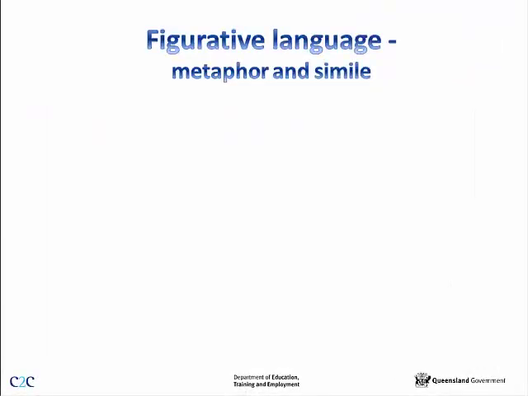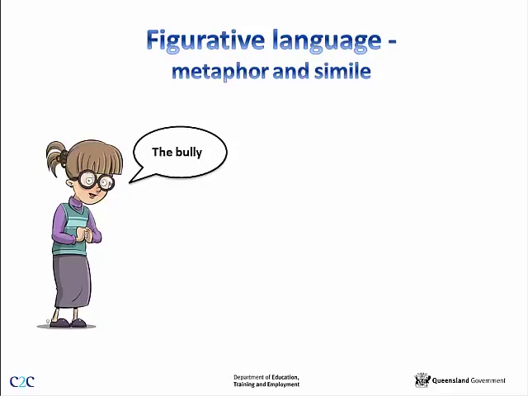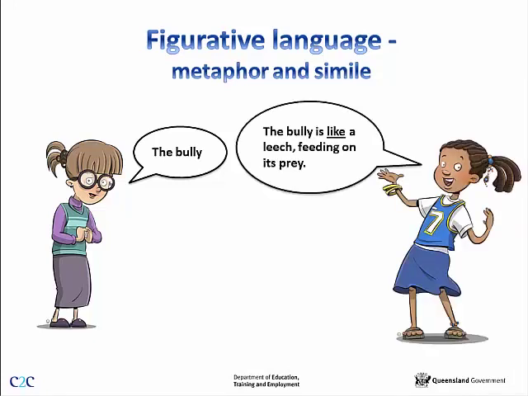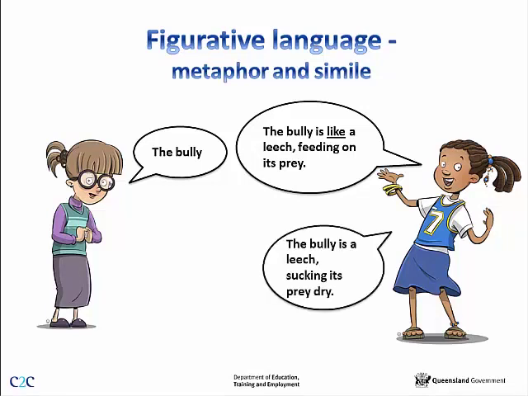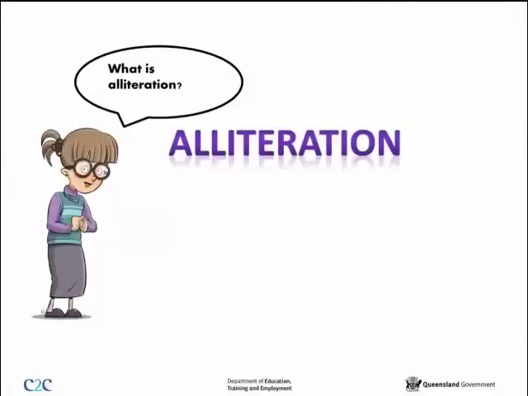A great way to evoke emotion is to use figurative language like metaphor and simile. Instead of the bully, you might use a simile. For example, the bully is like a leech feeding on its prey. Or think about a comparison so strong that you can drop the word like and just create a metaphor. For example, the bully is a leech sucking its prey dry. These are powerful images that evoke emotion and connection with the audience.